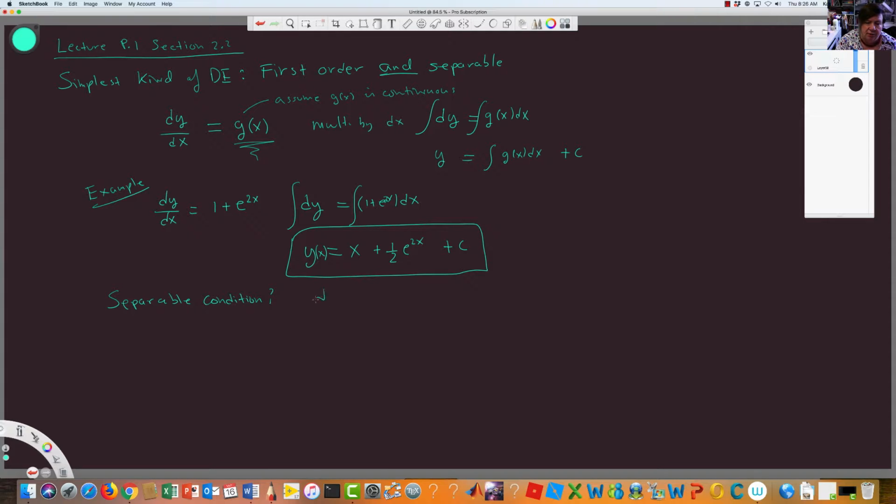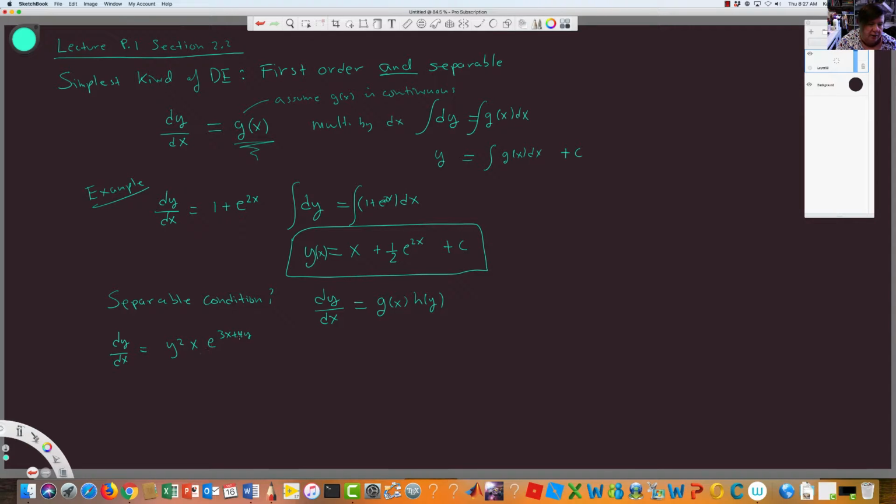Well, it has to look like this. Your equation, dy/dx, has to be able to be written as g of x times h of y. So in other words, you have to be able to write your equation such that you have a function of x times a function of y. Otherwise, it's not separable. So for instance, if you look at an equation like this, let's look at this guy here, dy/dx is equal to y squared x e to the 3x plus 4y.